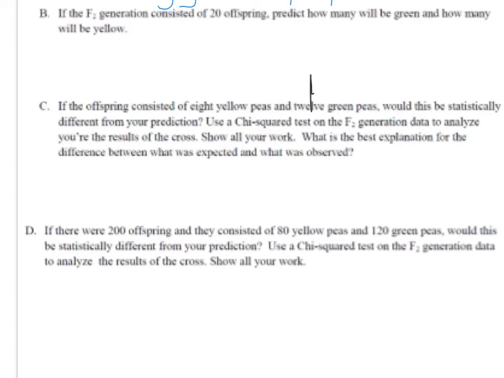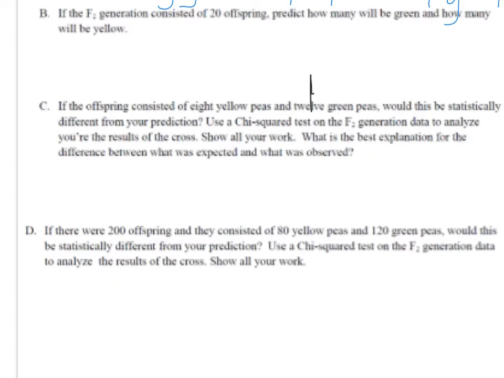Okay, so now it tells me here in the F2 generation that consisted of 20 offspring, predict how many will be green and how many will be yellow. Well, my parent generation, so this genotype right here, this is my P. The offspring of them is my F1. So the offspring of this particular cross, which would all be big Y, little y, right? That's my F1 generation. So now I'm finding my F2 generation.